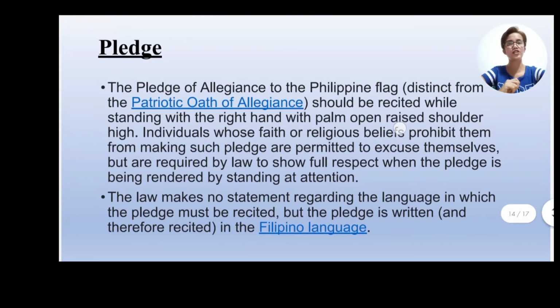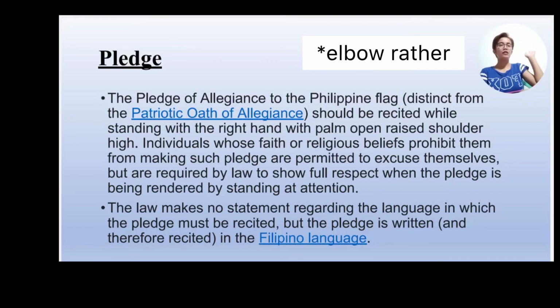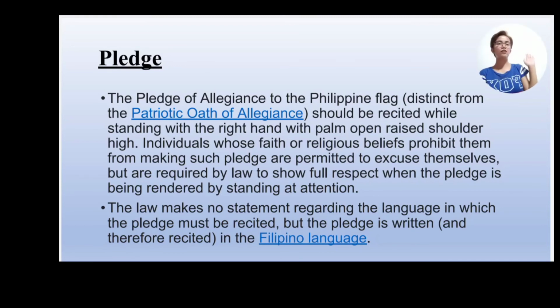And pledge. The Pledge of Allegiance to the Philippine flag, distinct from the Patriotic Oath of Allegiance, should be recited while standing with the right hand with palm open, raised shoulder high. So, ang kasagaran nga ginabuhat ninyo, di ba, kung magpanatang makabayan mo, is nakadikit lang ang inyong shoulder diri sa torso ninyo, nakaana lang, tapos halos nakadikit ang inyong thumb diri sa inyong shoulder.